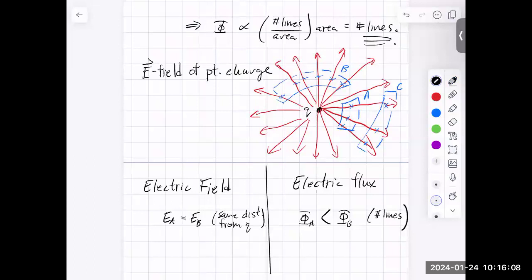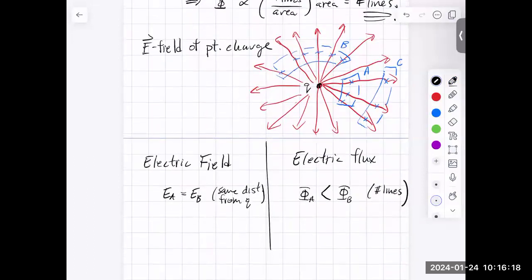If we just think of a point charge, the electric field is proportional to 1/r squared. So as we move further away, R gets bigger and the electric field gets weaker. All right, so then we would say the fields at A and B are equal, but those are also greater than the electric field at C.